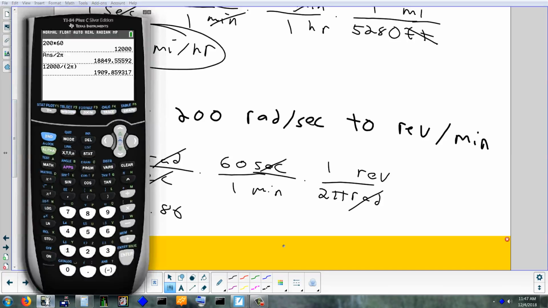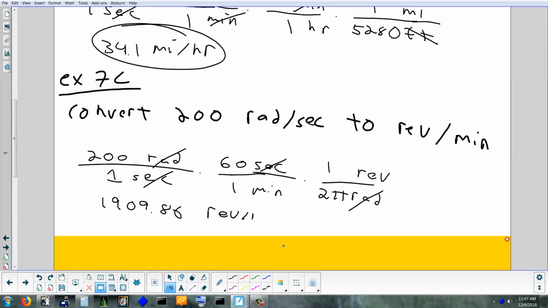Okay, so be careful when you type it in, but I just knew right away. I knew it had to be off because when you divide by 6, which is roughly what 2 pi is, it had to get smaller. And it seems like your answer got bigger. So I knew right away something was weird. So 1,909.86. That's revolutions per minute. Okay. Any questions on that?